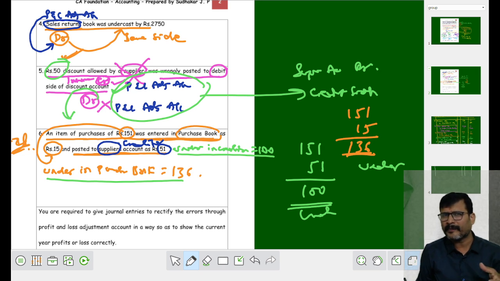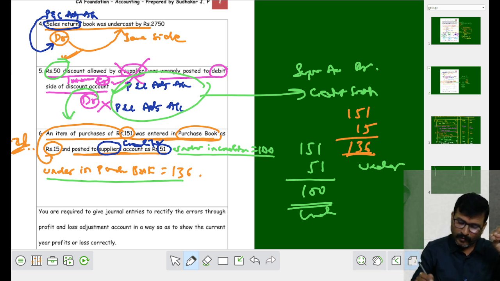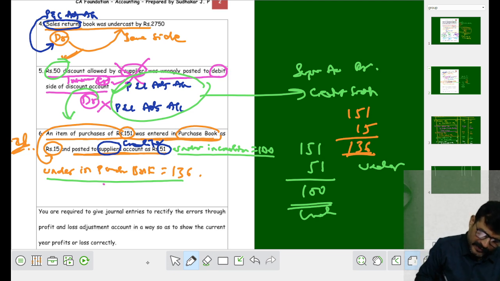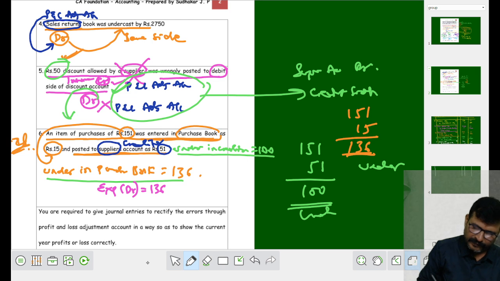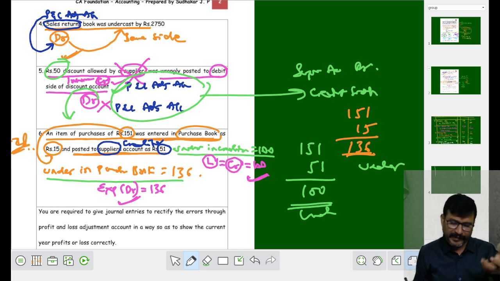Now let us go for 5-star explanation. What do you mean by 5-star explanation? It is a purchase. Purchases means expenses. Expenses means debit. Right? It is to be taken as 136, because it is under debit. This is your correct entry. Fine. Here under creditor. Creditor means what? Liability. Liability means what? Credit. How much we have to record? 100. Now your rectified entry is what?